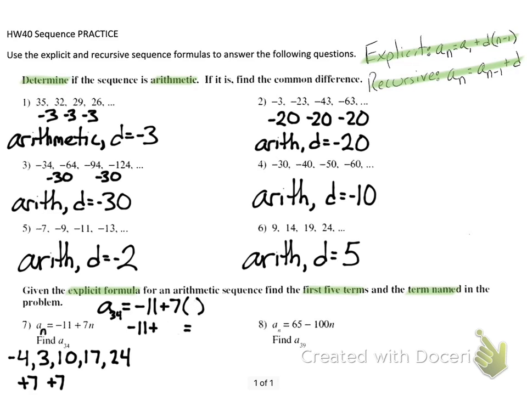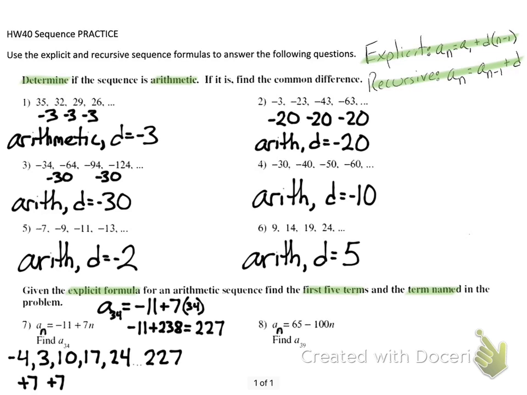The last thing we were asked to do is find the named term in the problem, and the term they named in this problem is a sub 34. So you're going to be plugging in 34 for n, and 7 times 34 is 238. Negative 11 plus that is 227. So that's all you have to do with this type of problem.